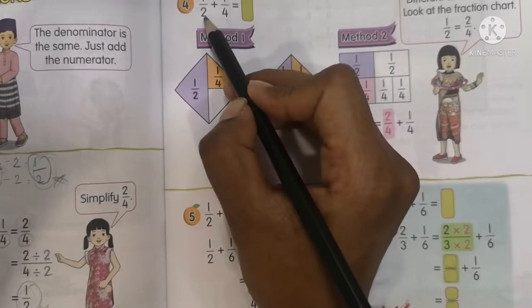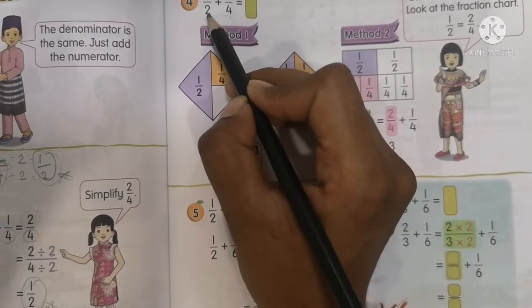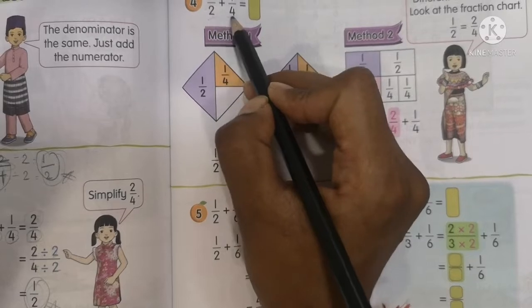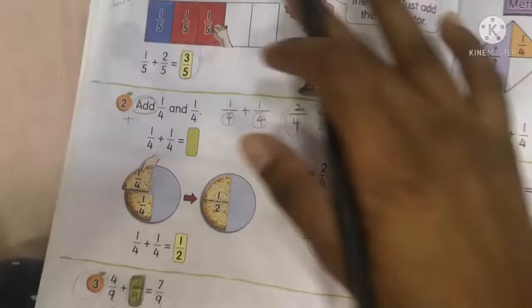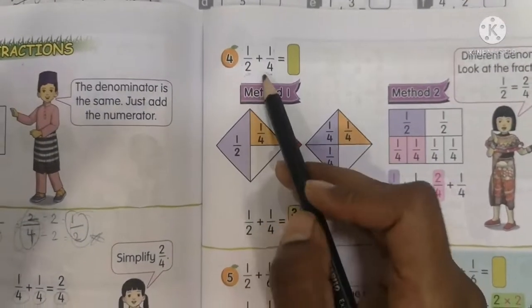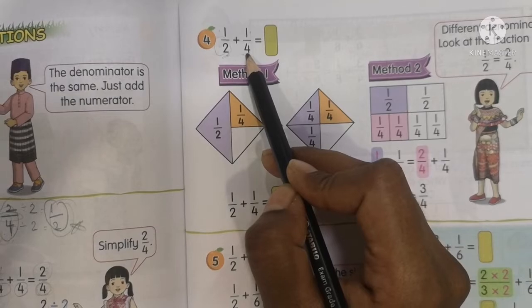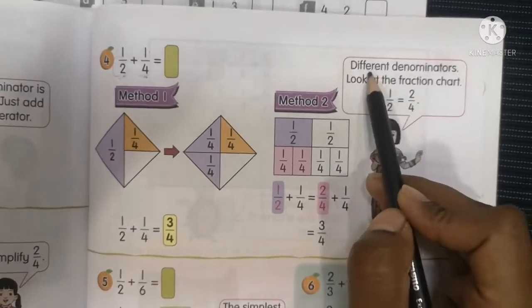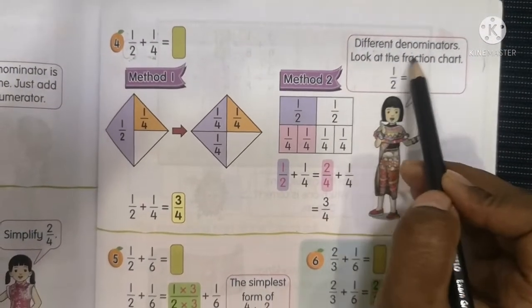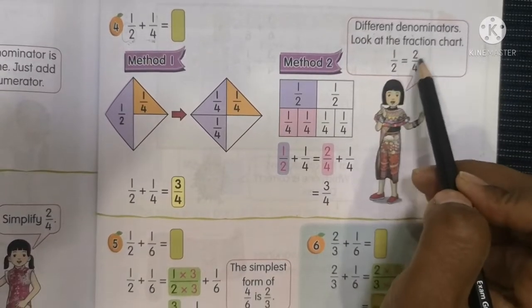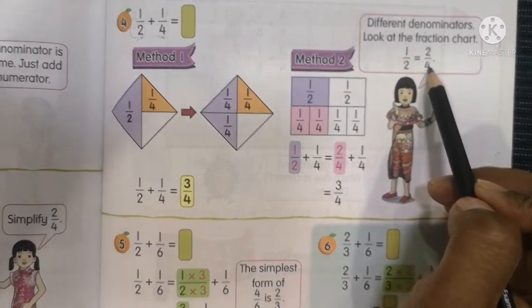Okay, example number 4, 1/2 plus 1/4. As I told you just now, you see then the denominator are not the same number. Dekat sini denominator sama kan, but dekat sini denominator tak sama. Dekat nombor pertama ada 2, dekat sini ada 4. So see here, different denominators. Look at the fraction chart. 1/2 equals to 2/4.